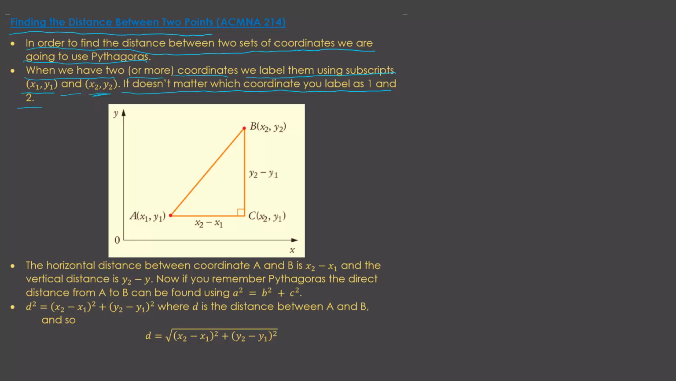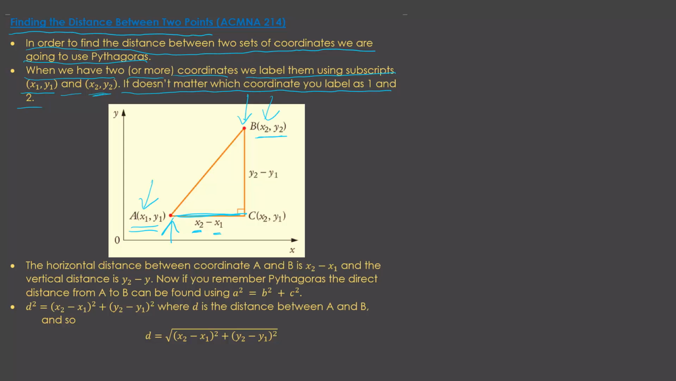But let's say we've got this diagram here where we have the point A just here, and we call that x1, y1. And then B is up here, and we call it x2, y2. The distance along here would be x2 take away x1. That's the x-coordinate of B, take away the x-coordinate of A.